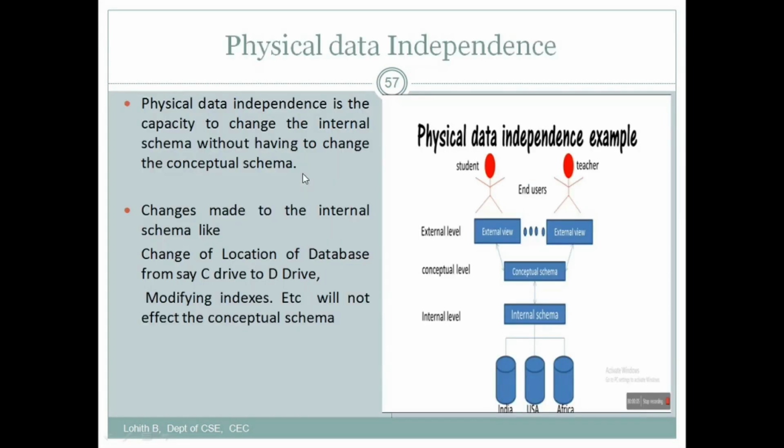The next is physical data independence. Physical data independence is the capacity to change the internal schema without having to change the conceptual schema. So that is called physical data independence. So for example, what changes? Changes to the internal schema might be a change of location of the database from say C drive to D drive, or modifying the indexes or modifying the data structures, etc. So even though any modification is done to the internal schema, that will not be reflected in the conceptual schema. So this is about physical data independence.